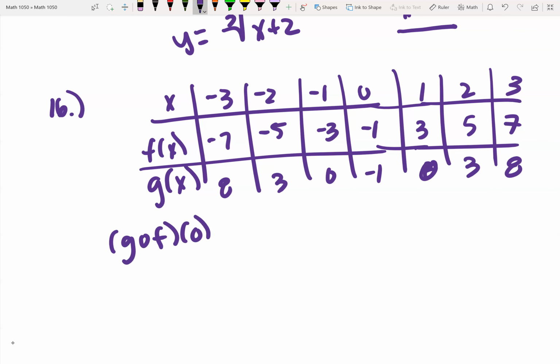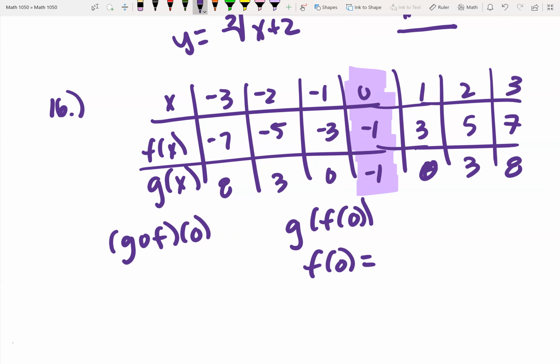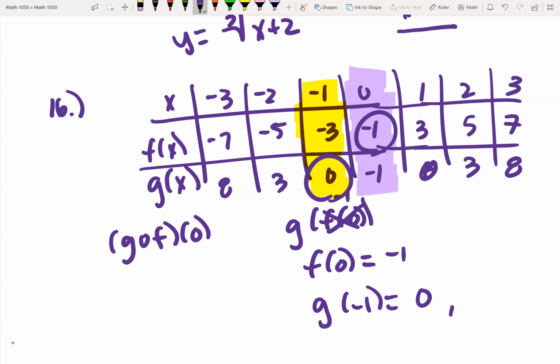G of f of 0. So this means g of f of 0. The first thing you do is find f of 0. So you look right here, and if x is 0, what's f of x? Negative 1. So replace that. Now you're finding g of negative 1. So now I'm looking here in the yellow, because your x is a negative 1. What's your g of x? 0. That's your answer, just 0.